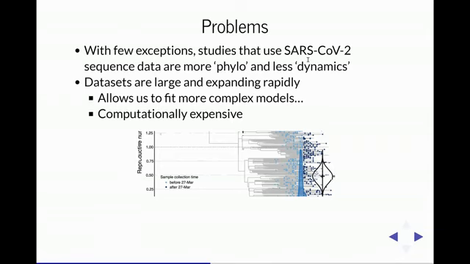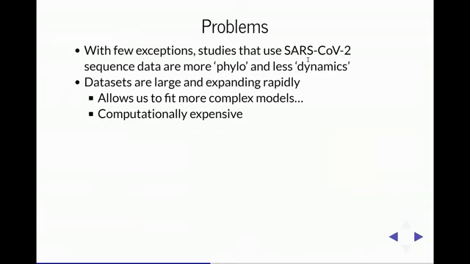The problem with many studies, with few exceptions like the ones that I've outlined, is that studies that use SARS-CoV-2 sequence data tend to be more phylogenetic and less on the modeling side, less on the dynamics. And the data sets are large and expanding rapidly. So whilst that does give us opportunities to fit more complex models, they're also much more computationally expensive and just take longer to run and to build and to troubleshoot and so on.